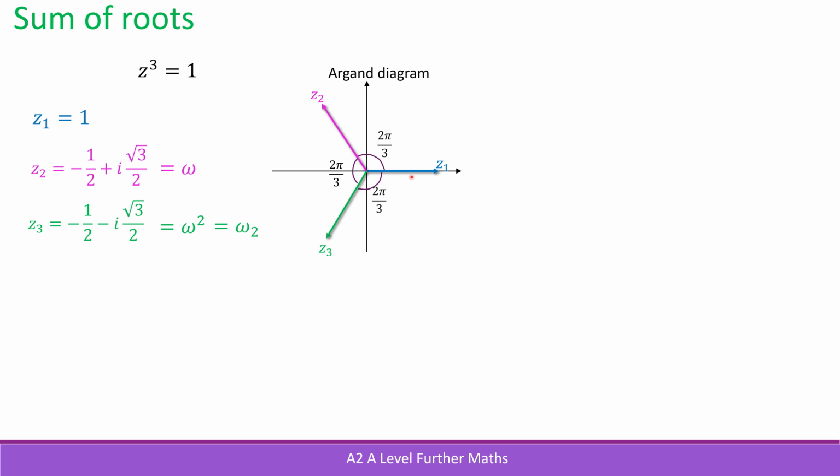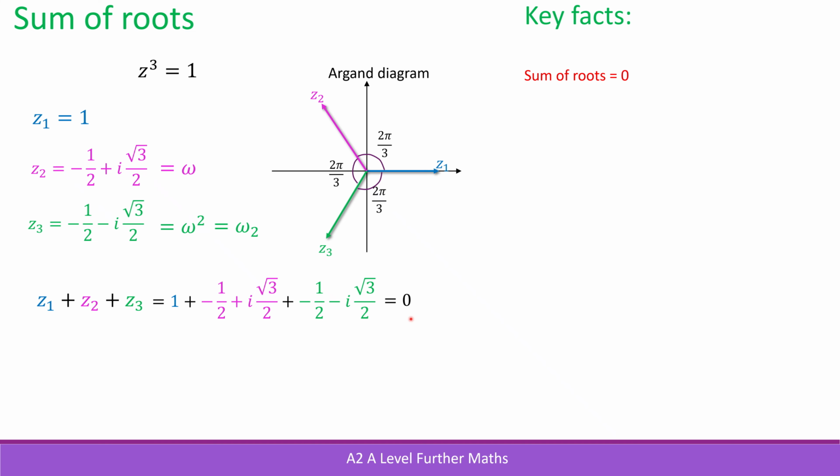So you can see we've still got the same Argand diagram, and I've got the roots of 1, omega, which is up here, and omega 2, which is the same as omega squared, so it means exactly the same, just different notation. Now if I take all these roots and I add them together, so I'm looking at the sum of the roots, I've got 1 minus a half, which is going to be 0. And I've got an i root 3 over 2 minus an i root 3 over 2, and they cancel out to give me 0. So the sum of any roots is always equal to 0.